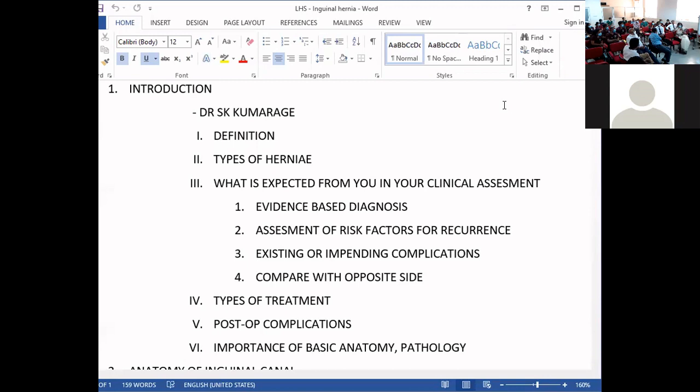So obstruction and strangulation do not always have to be present. That's a very, very important aspect. I just want to ask you a question. What's the difference between incarceration and irreducibility?